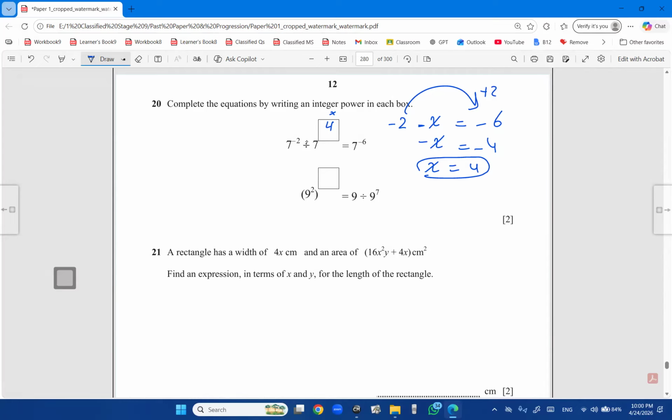Mister, I could do it mentally. Great, exactly. -2 minus what will give you -6? This is the easiest way. -2 minus 4 will give you -6.